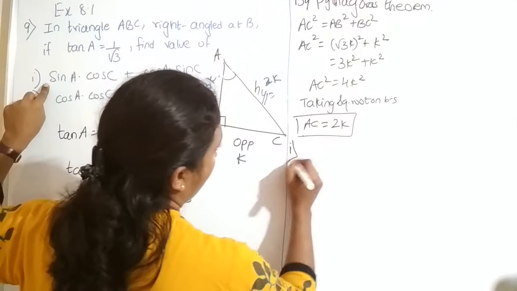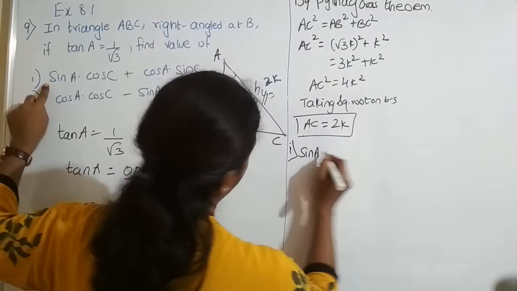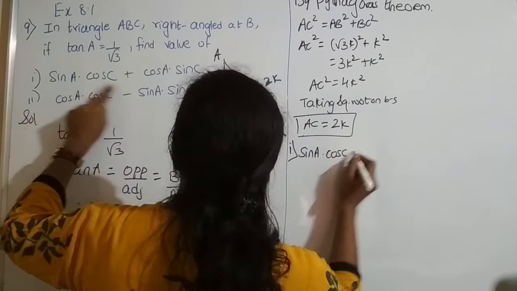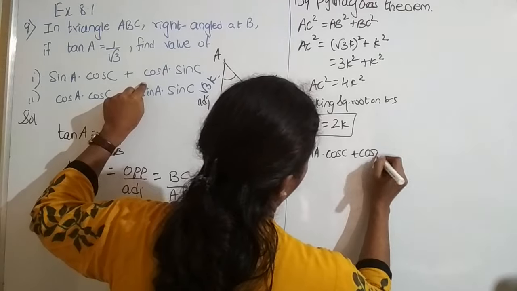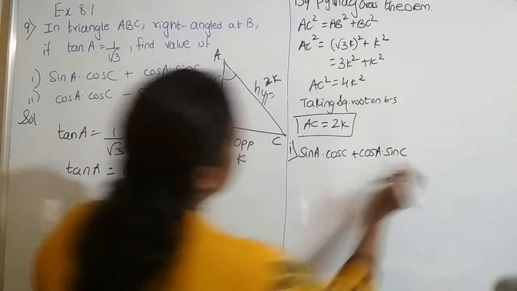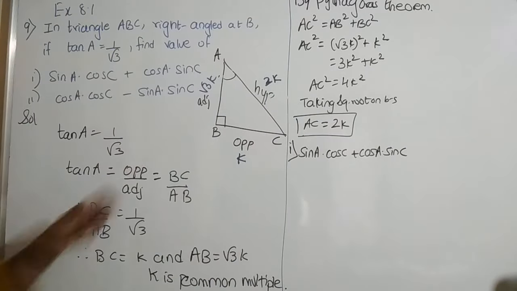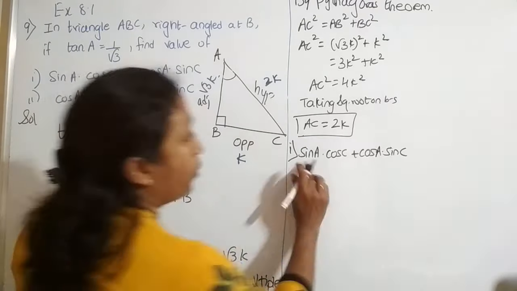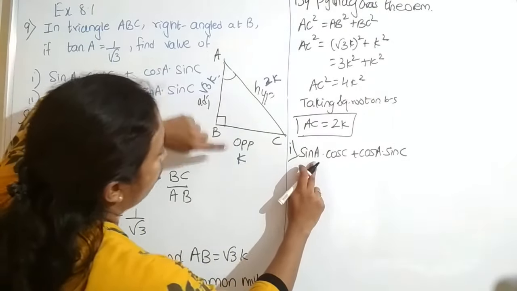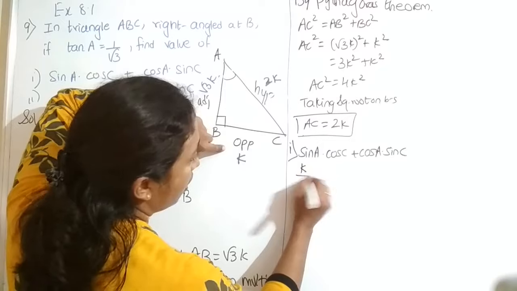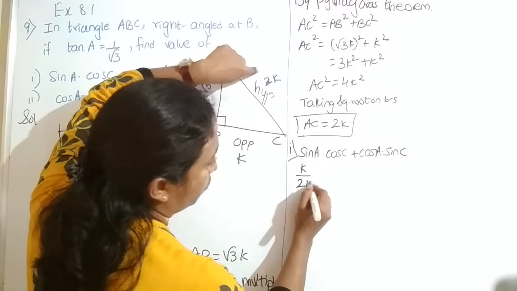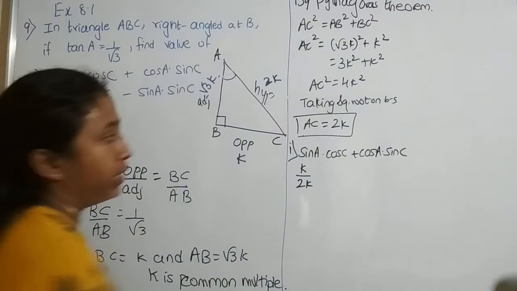So we require what they have asked: sin A into cos C plus cos A into sin C. Correct? So what is sin A? Sin A is nothing but opposite upon hypotenuse. Let's see here, which is the opposite side here, BC. So k upon hypotenuse, that is 2k. I am not writing the formula, you can write directly.